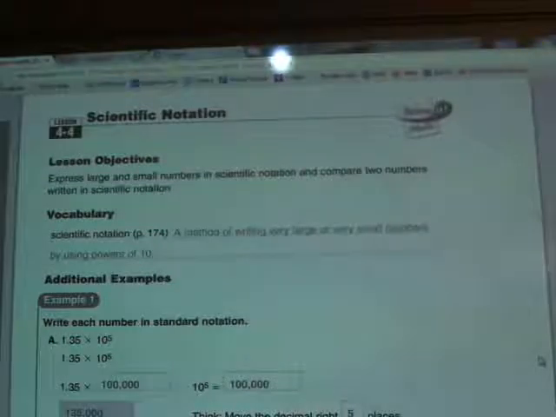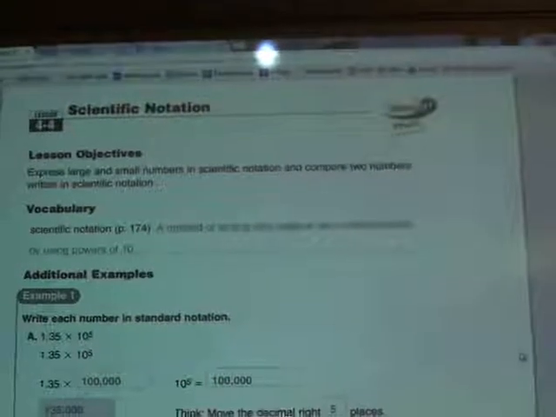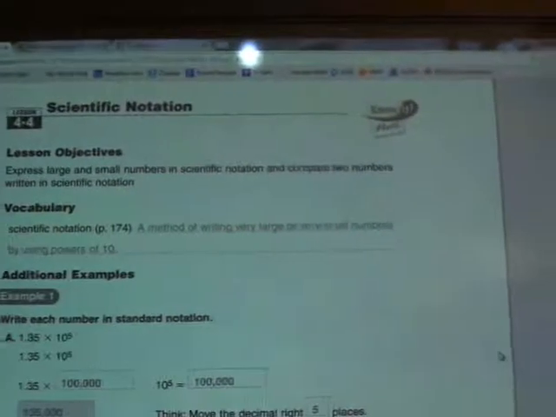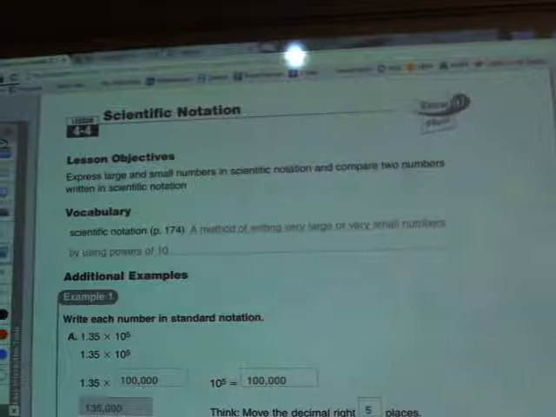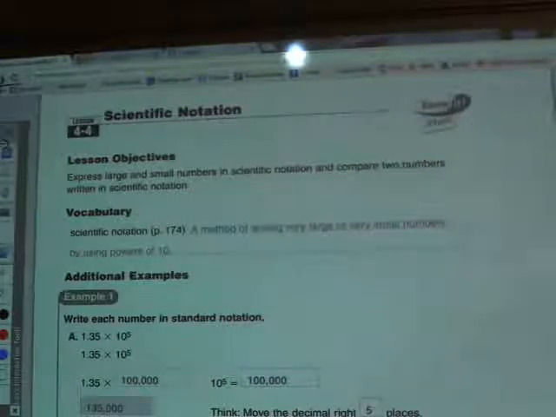This is a presentation of Chapter 4, Section 4 in the 8th grade notes, Scientific Notation. We'll go ahead and start off with the definition of scientific notation. Scientific notation is a method of writing very large or very small numbers by using powers of 10.